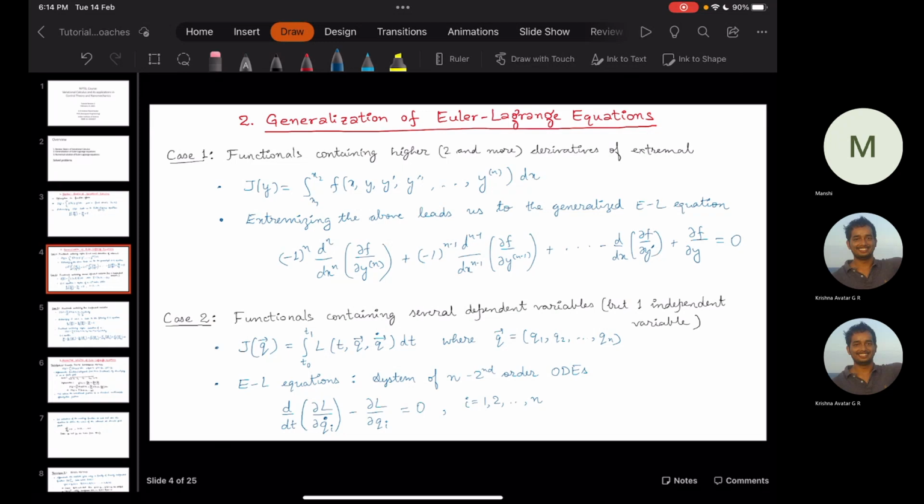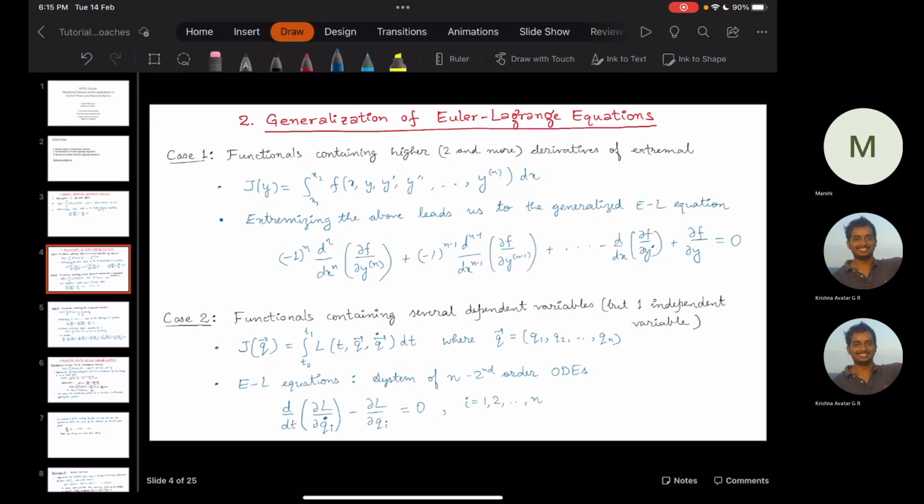Now, when extremizing this particular functional, it leads us to a generalized Euler-Lagrange equation, which we have here as (-1)^n times the nth derivative of the partial derivative of F with respect to y^(n), plus (-1)^(n-1) times the (n-1)th derivative of the partial derivative of F with respect to y^(n-1), and it goes till plus ∂F/∂y equals 0.